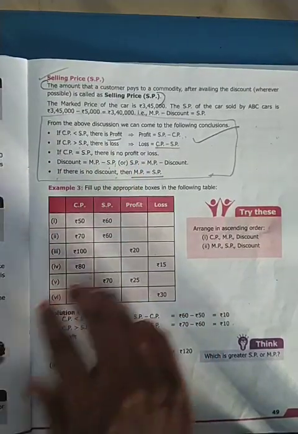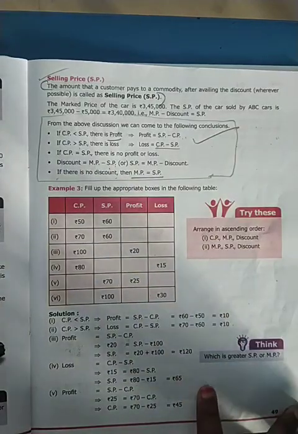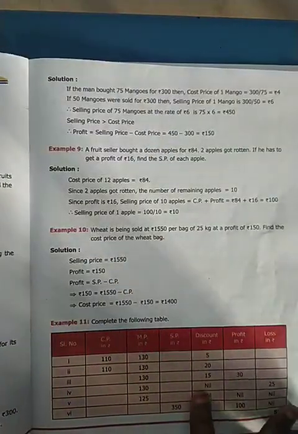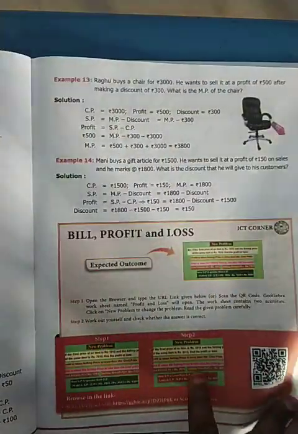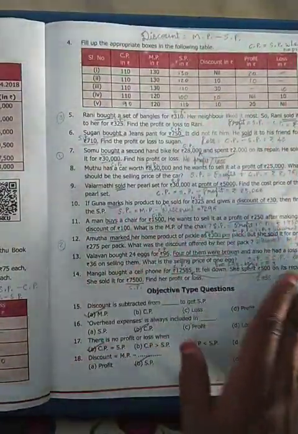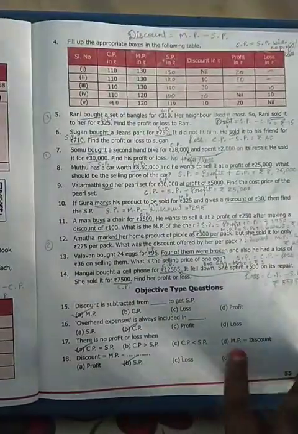If there is no discount, then the marked price is equal to the selling price. Now, in the third chapter we are seeing only those things: discount, marked price, selling price, loss, profit. That's all. Only 3 things you will be taking into account. You should be very careful.